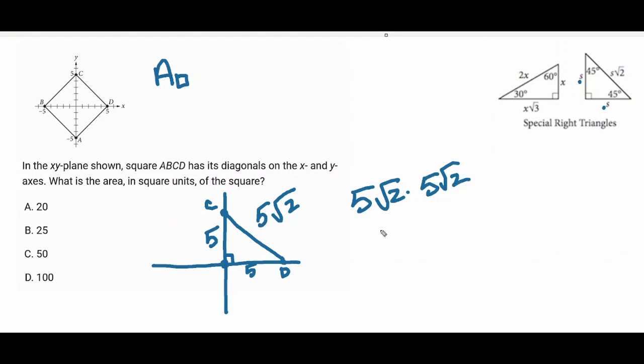That's 25, 5 times 5, times square root of 2 times square root of 2, square root of 4, which is 2, and the answer is 50.